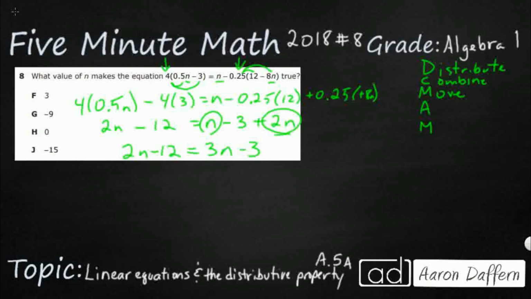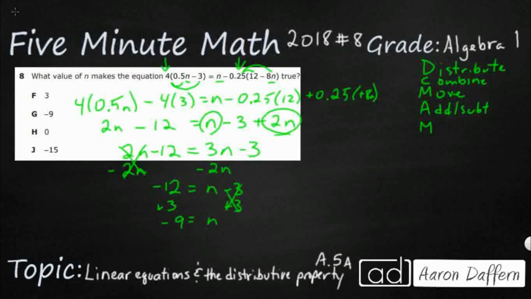Now it's time to move. I want to move the n's to one side, and they need to be positive. So let's go ahead and just subtract 2n from both sides, because I know first off that's going to get rid of the n's there. Secondly, that's going to leave me with positive n. So that's going to be nice. So it's right now reading negative 12 equals n, and then I've got that minus 3. So what do I do next? Well, I add or subtract. I'm still looking to isolate the n. I've got a minus 3, so opposite of that is going to be plus 3. Okay, so it looks like n is going to equal negative 9.